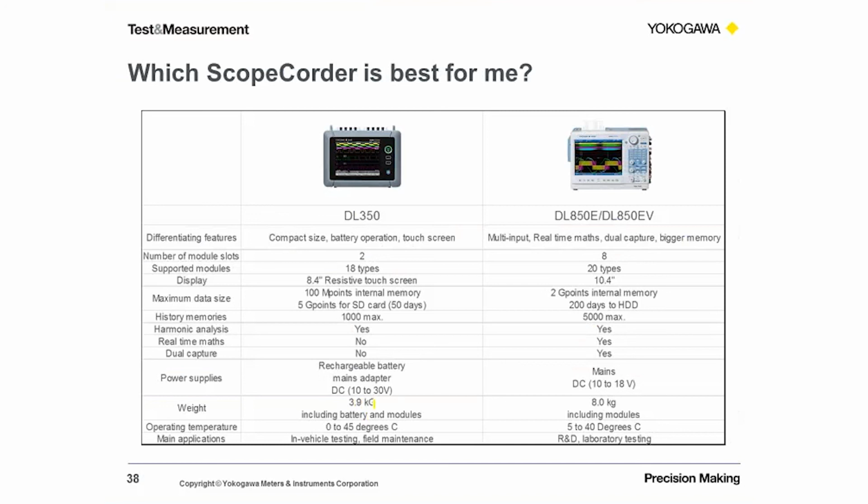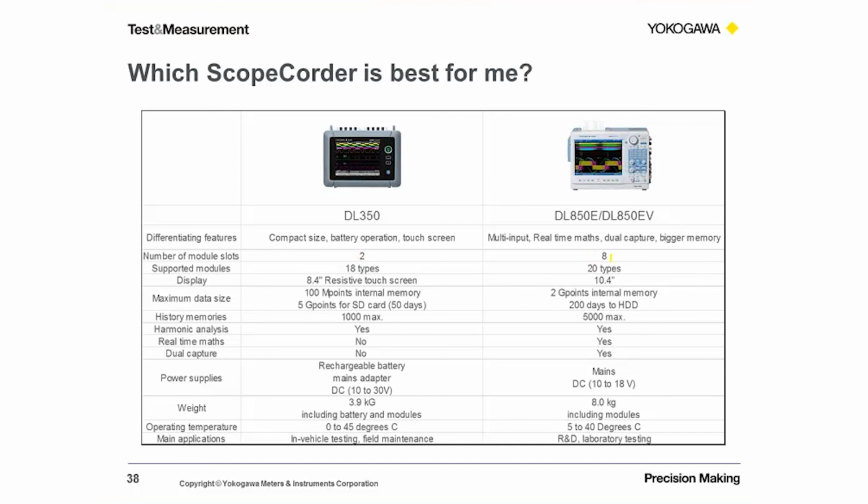The DL850 has, sorry, 8 module slots, so it means we can do more channels, but also a different mix of channels. So it means that if you have a much more complex test with many more types of signal that need to be input, a DL850 would be a choice for you. Of course, the DL350 can accept most of those modules, but it means you would have to swap them as you go.